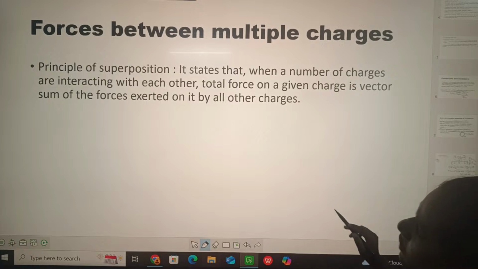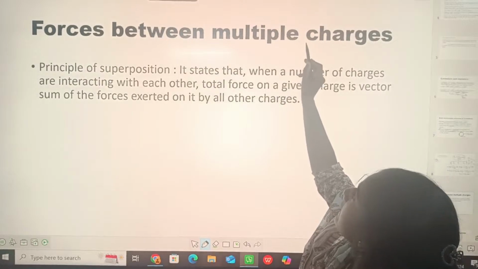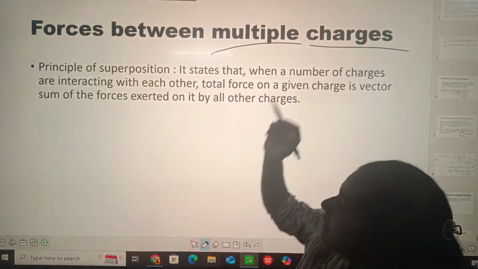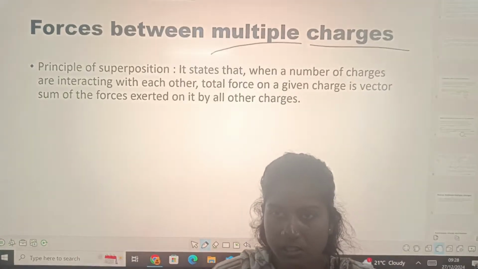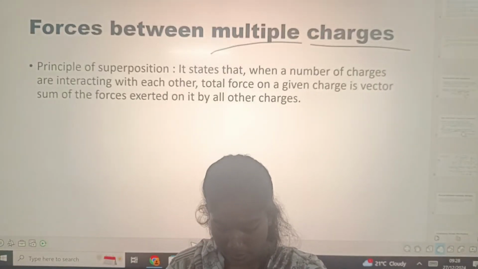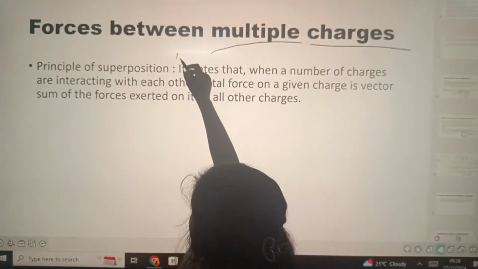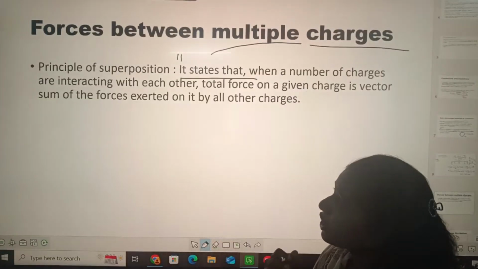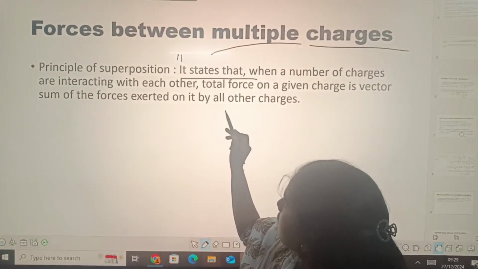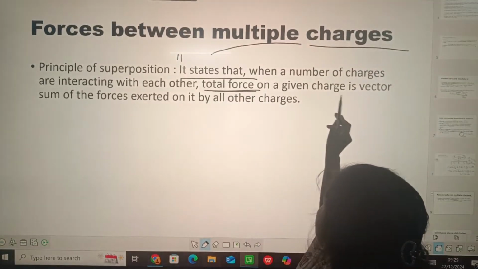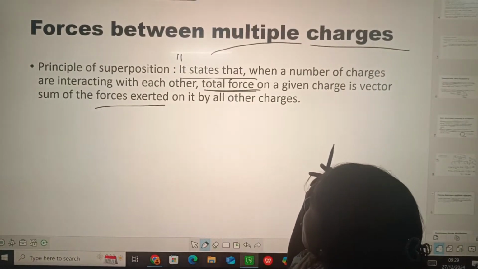Next we are going to define the term forces between multiple charges. This is also nothing but the principle of superposition. The principle of superposition states that when a number of charges are interacting with each other, the total force acting on a given charge is the vector sum of the forces exerted on it by all other charges.